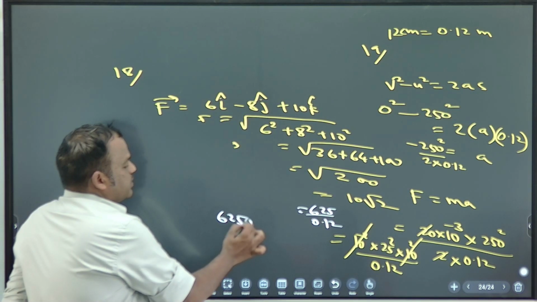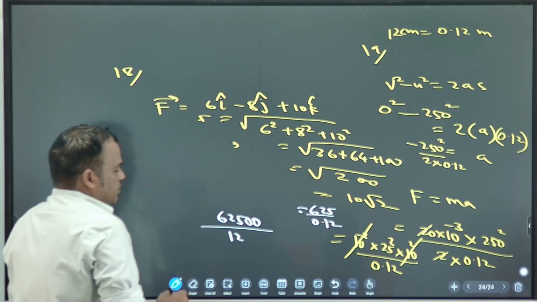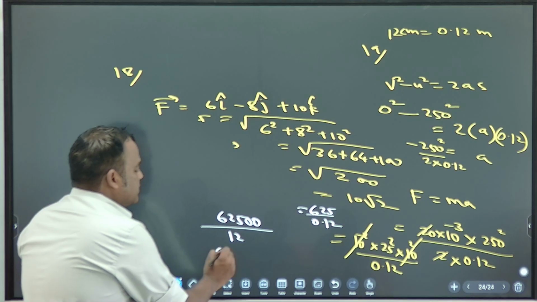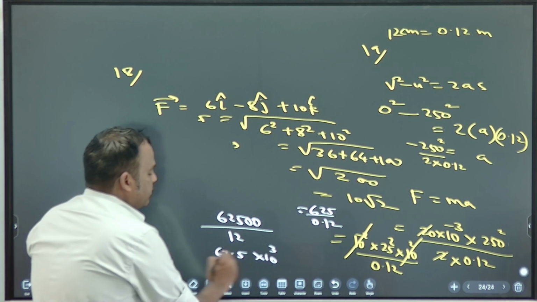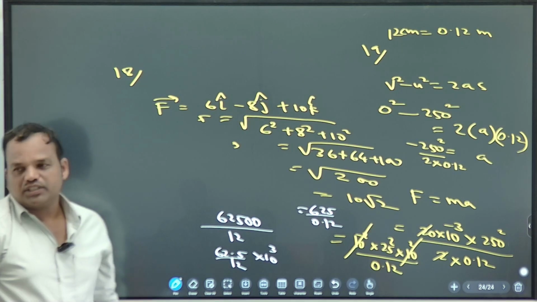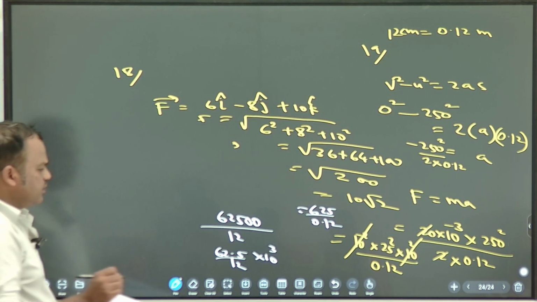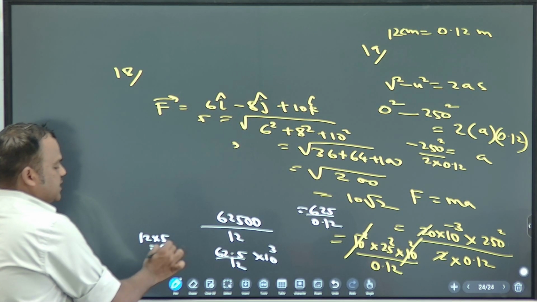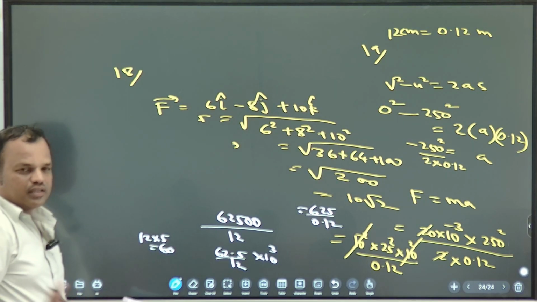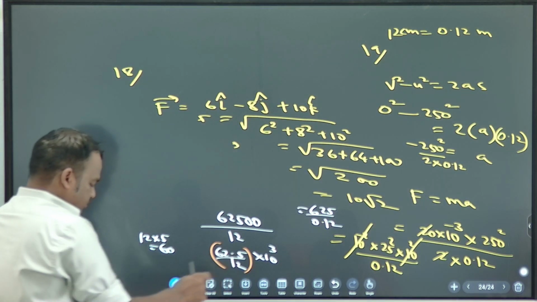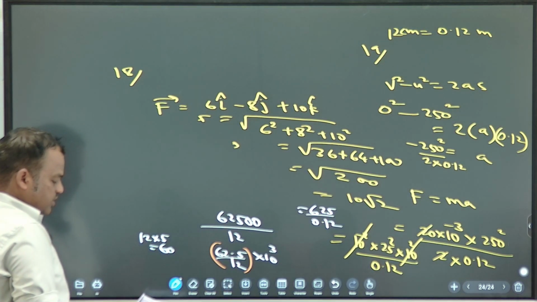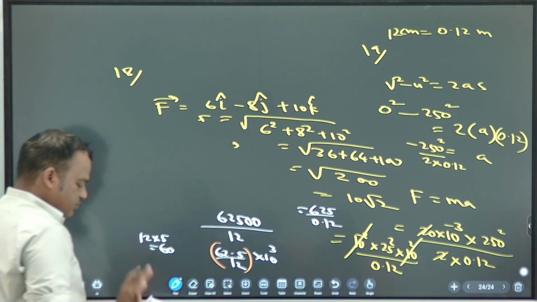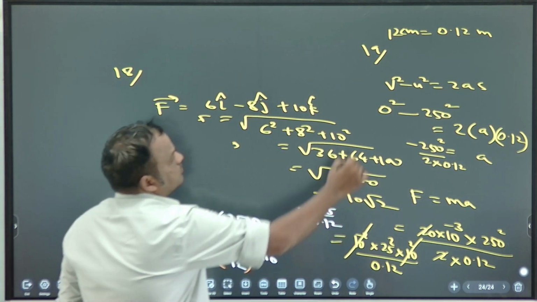So 62500 by 12. So you see all options have 10 raised to 3 is there, right? So you can write 62.5 into 10 raised to 3 by 12. So 12 into 5 is how much? 12 into 5? 60. So slightly more than 5, correct or not? So fourth option. 62.5 by 12 is more than 5, correct? So fourth option, note down. Fourth is correct.